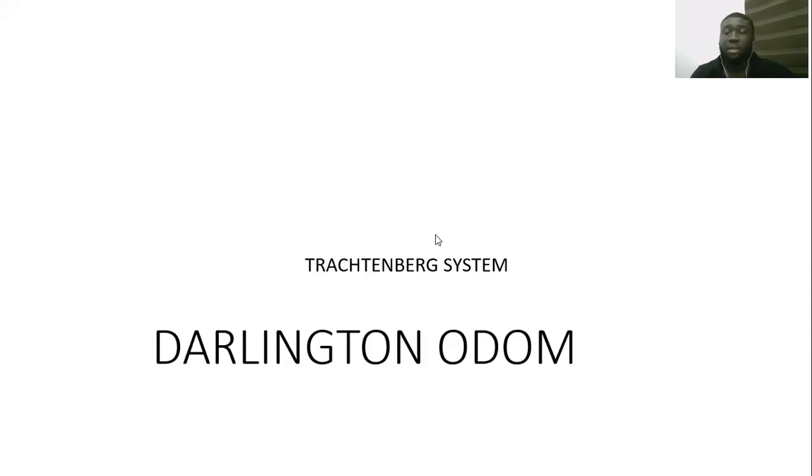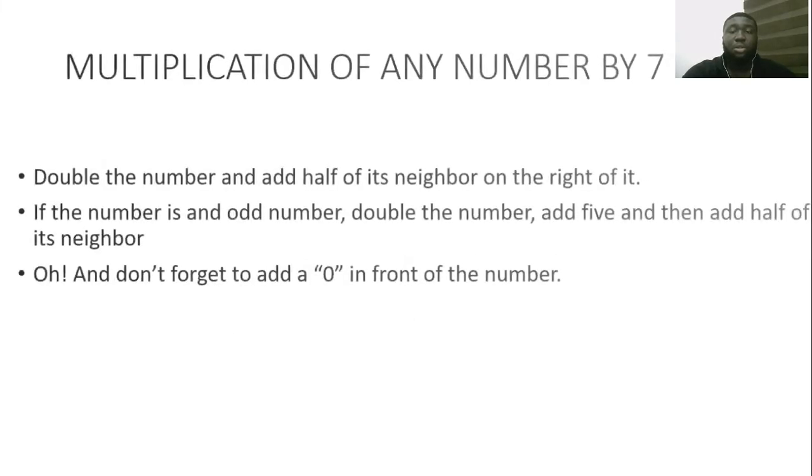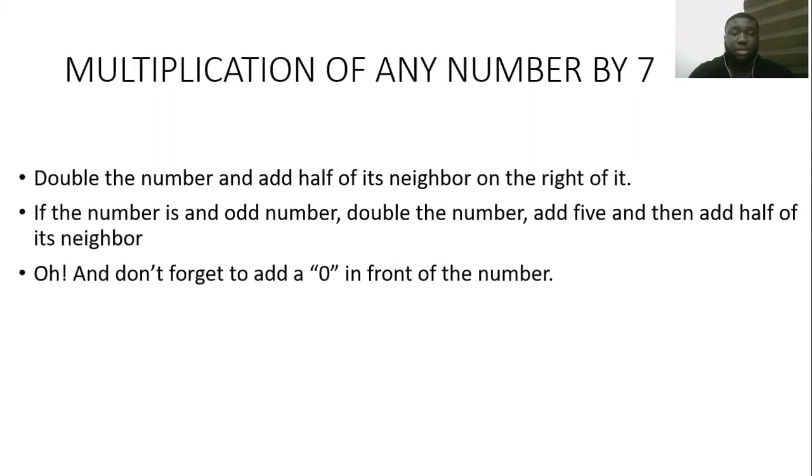All right, so once again, we're looking at the Trachtenberg system. Okay, so multiplication of any number by 7. What are the rules? The first thing we're going to do is to double the number and add half of its neighbor on the right of it. Okay, so that's the basic rule, that's the laid down rule. Double the number and add half of its neighbor on the right of it.